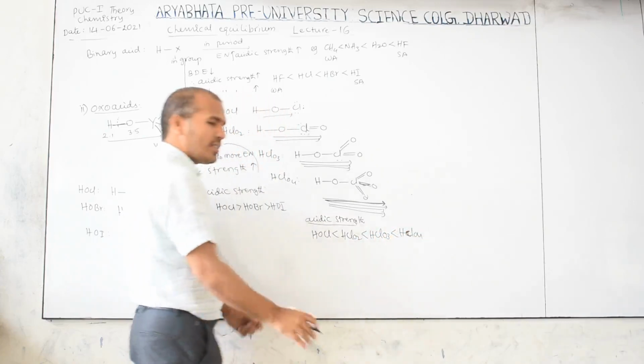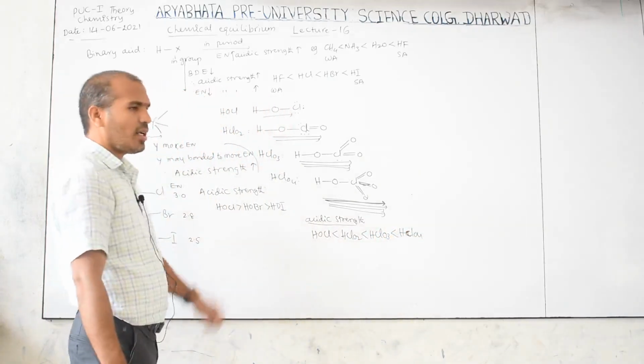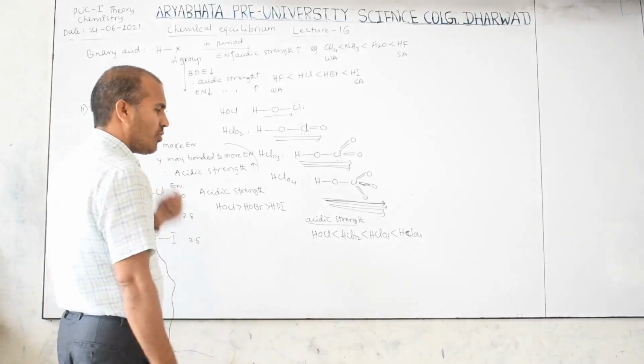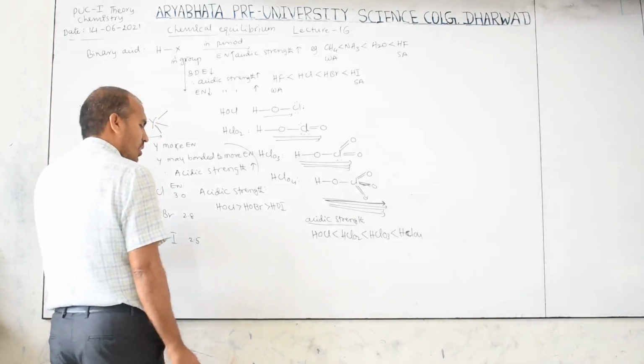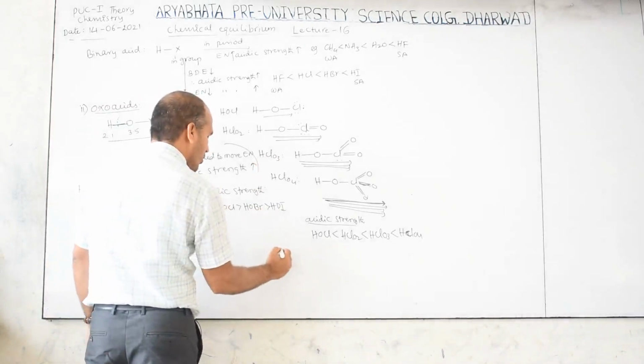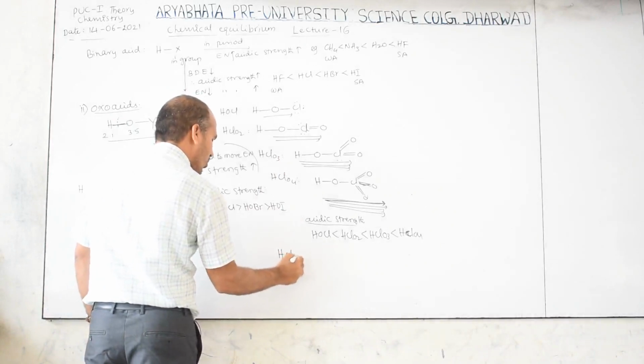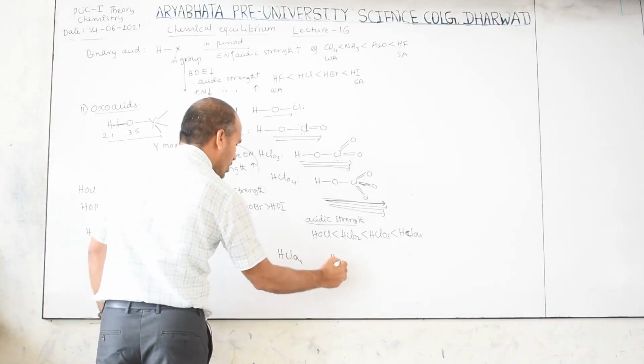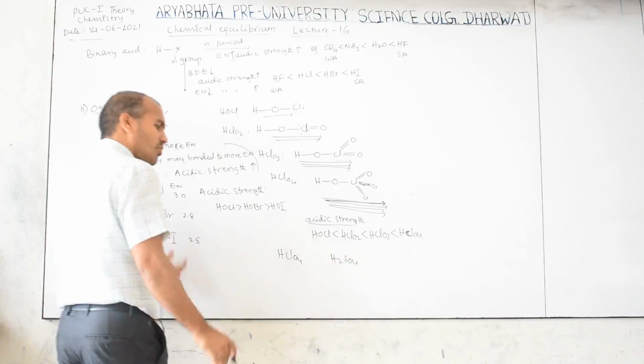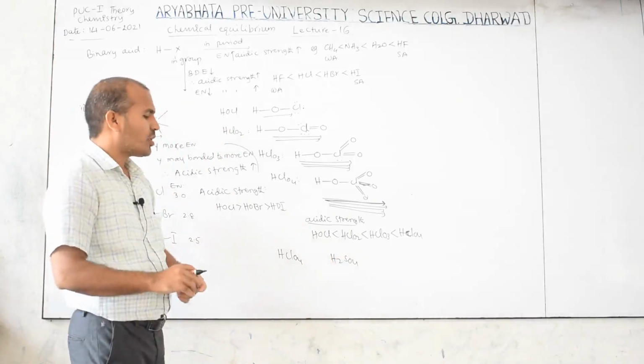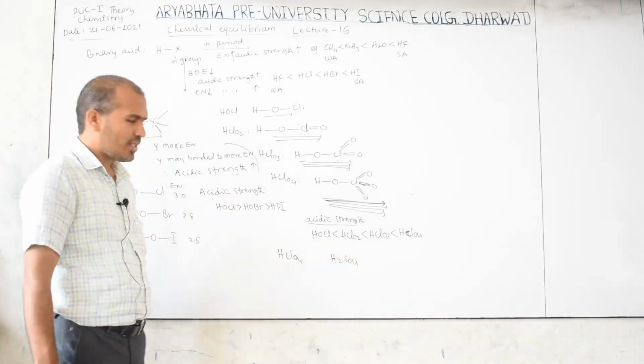This is more acidic. Now in the Bronsted-Lowry theory, HClO4 is given as more acidic. If you compare, that is more acidic. Now consider HClO4 and H2SO4. In these two, which is more acidic? Both are oxo acids, but which has the more acidic nature?